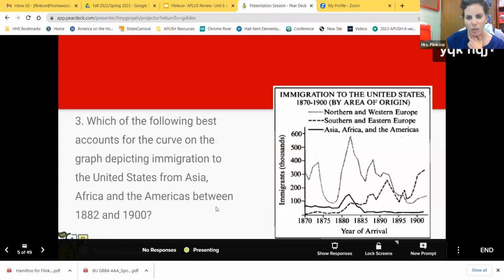All right, here's your next question. We're looking at immigration to the United States. So which of the following best accounts for the curve on the graph depicting immigration to the United States from Asia, Africa, and the Americas from 1882 to 1900?